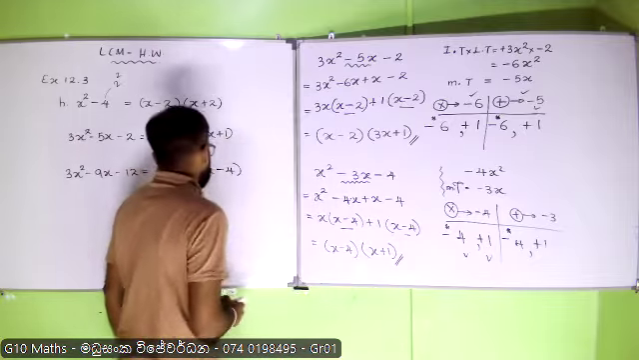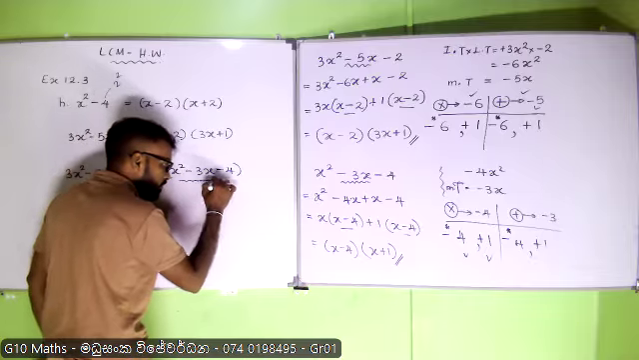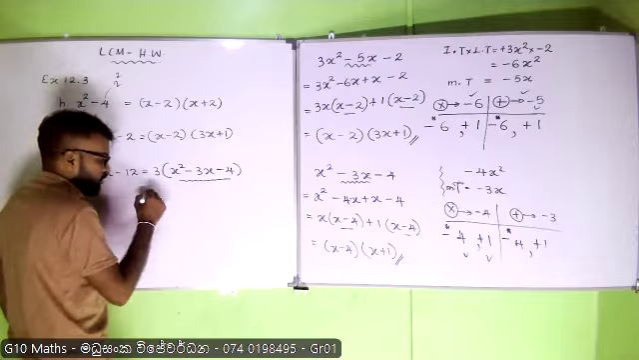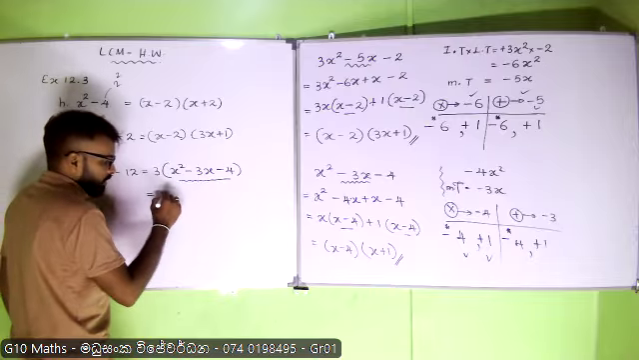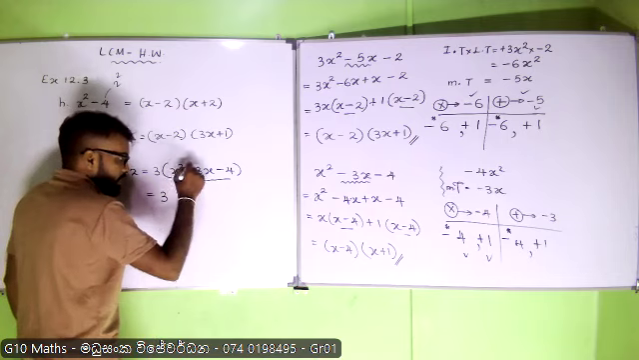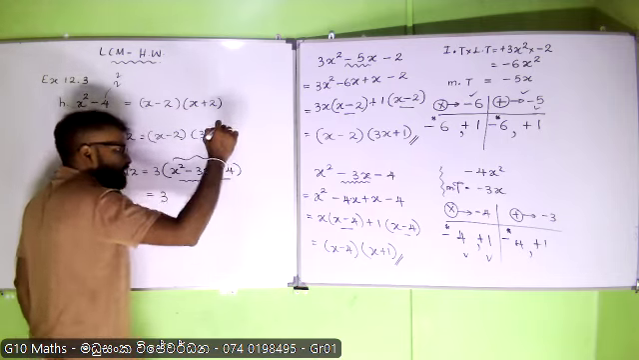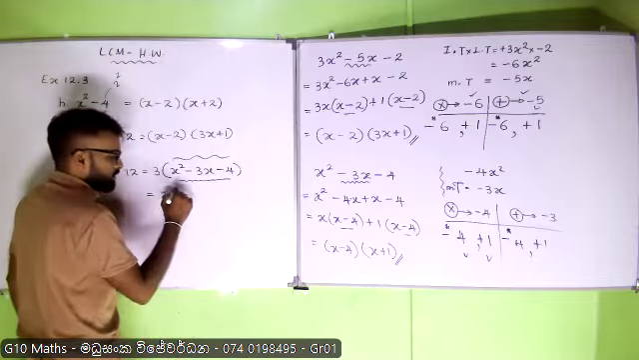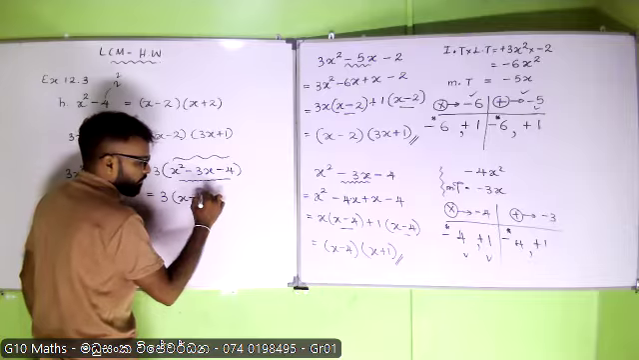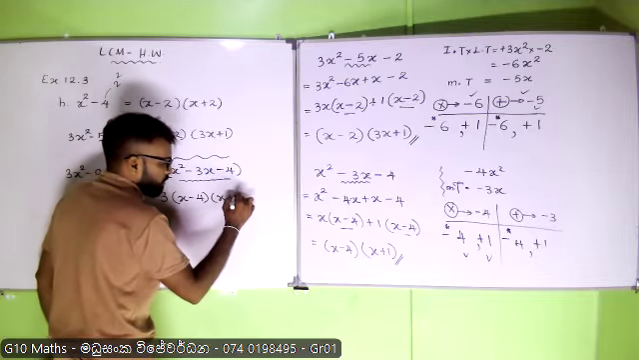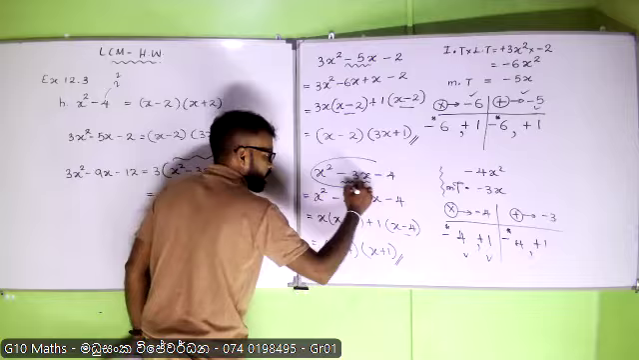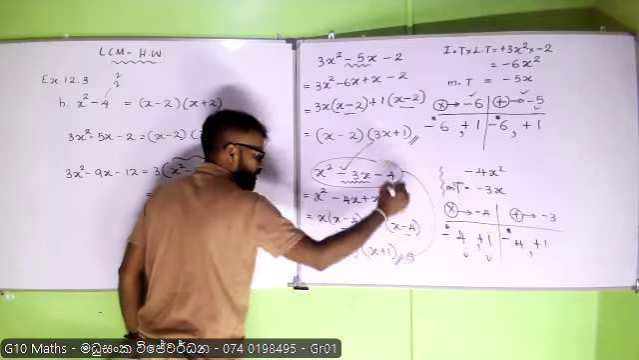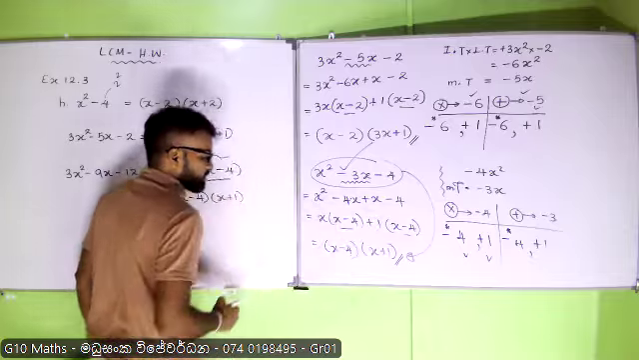Done. So this is the factorization of only this one, not the 3. So you can complete the rest. 3 times x minus 4, x plus 1, because I have factorized this quadratic expression like this. So you can replace this expression with these two factors.